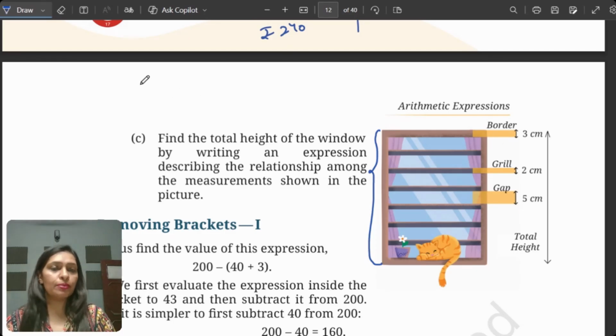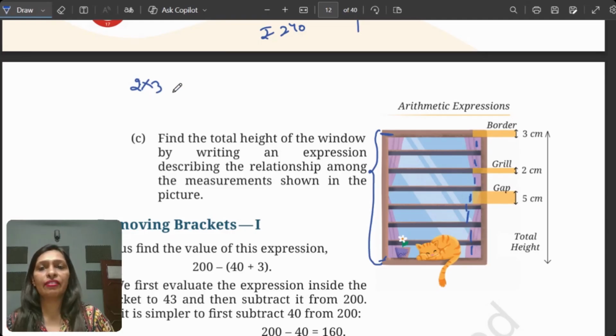So again, observe. See, how many border lengths are there? It is 1 and 2. So what are the border lengths here? This is going to be 2 multiplied by 3. Then again, go step by step so that you do not skip anything. Now, how many gaps are there? One, two, three, 4, 5, 6, 7. So there are a total of 7 gaps. So what we're going to do is plus 7.